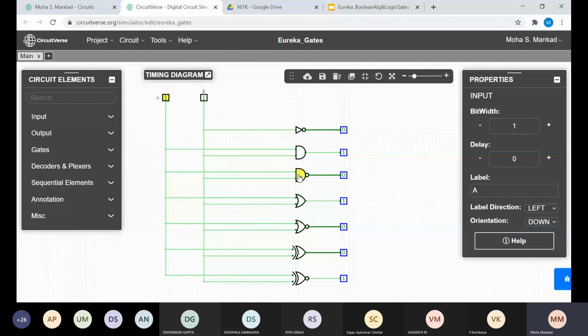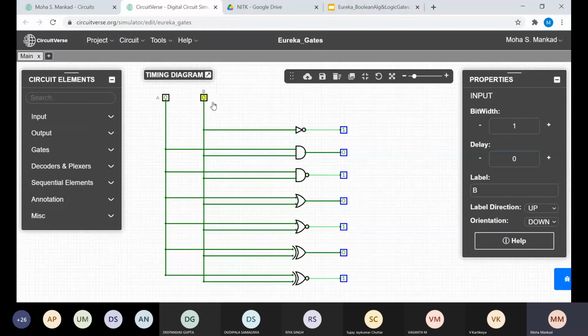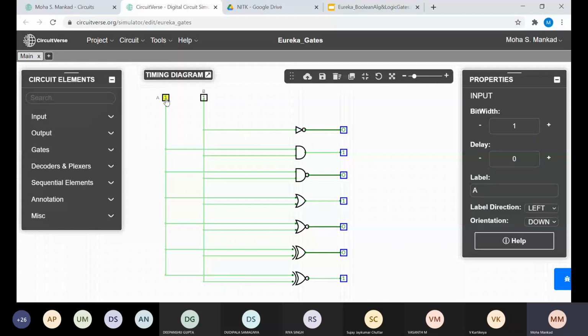Okay, so next is the NAND gate. If you would have seen when I was explaining AND, NAND was giving totally reverse outputs to AND. Let's switch both of them back to 0. Both are 0, output of NAND is 1. It will be 0 only when both the inputs are 1. I switch one of them high, still the output is high. If I switch both high, only then the output would be 0.